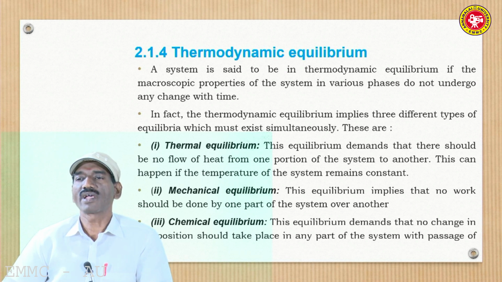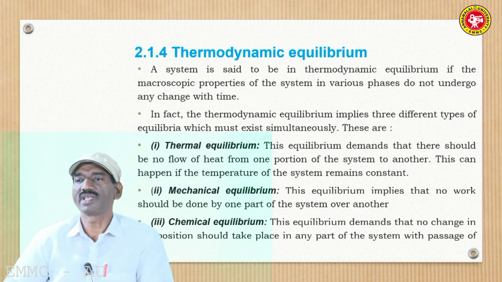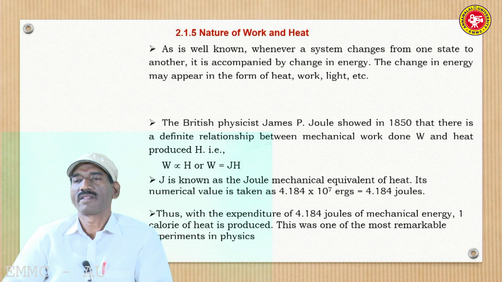The second one, mechanical equilibrium. This equilibrium implies that no work should be done by one part of the system over another. The third one is chemical equilibrium. This chemical equilibrium demands that no change in composition should take place in any part of the system with the passage of time.